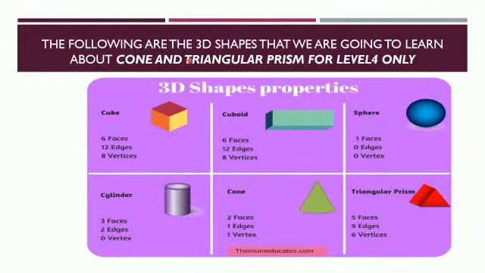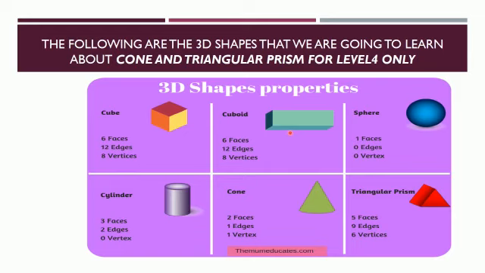The following are the three-dimensional shapes that we are going to learn about. Cone and triangular prism are for level 4 only. We have the cube, which has 6 faces, just like the cuboid, which we normally call the rectangular prism.